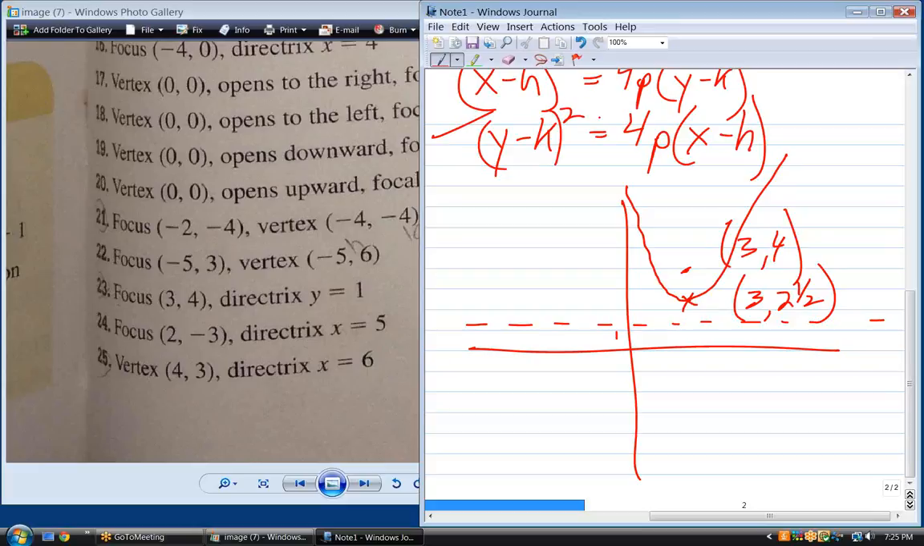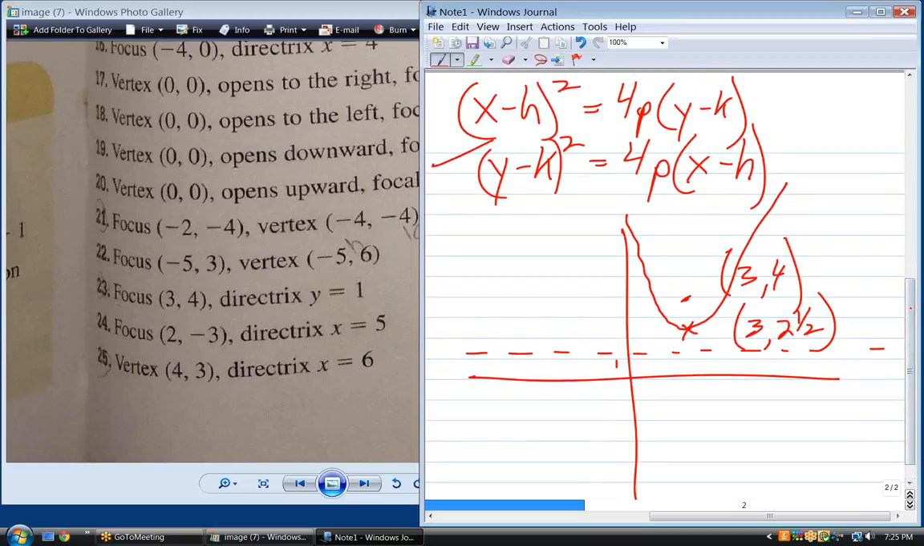And we're talking the top equation format. So what's the equation? (x minus 3) squared equals 4 parenthesis (y minus 2 and 1/2). What's the focal length? It's 1 and 1/2. Okay, so what goes here? What's 4p? 6. Okay, and now y minus 4.